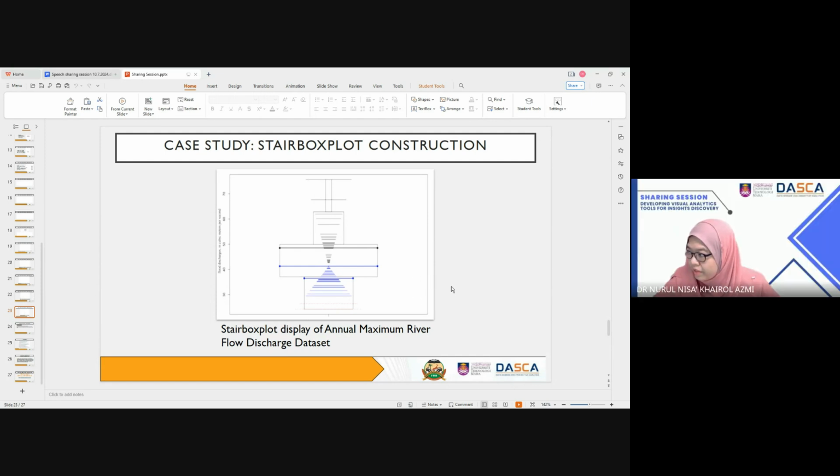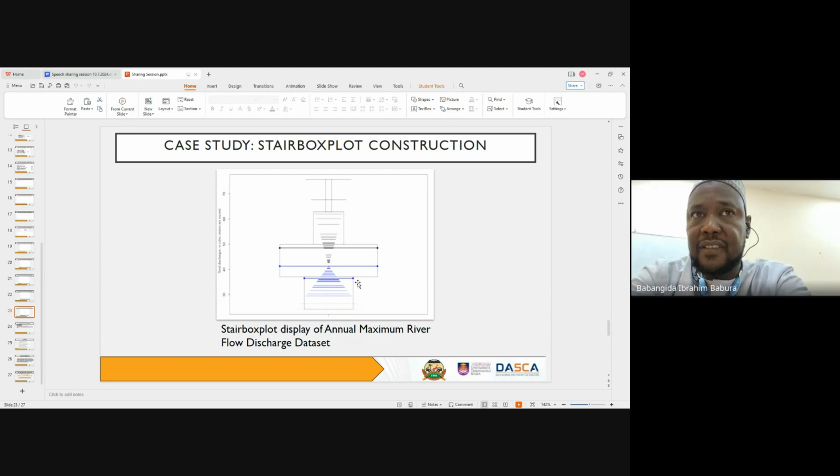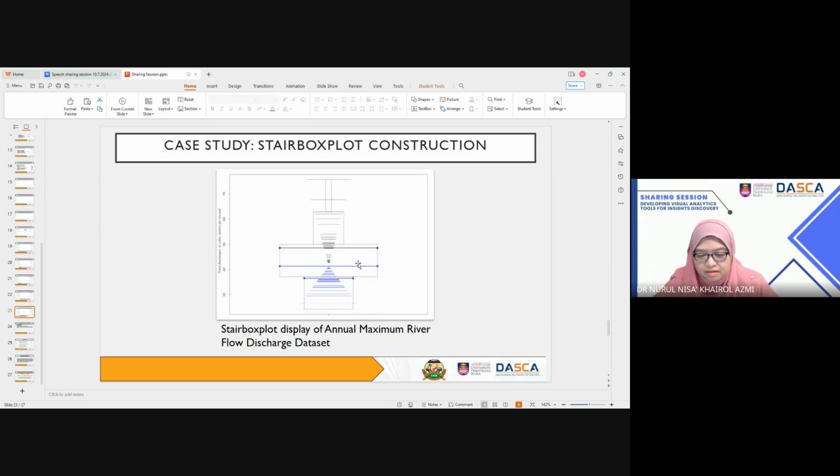Okay, Dr. Baba. The classical box plot requires us to compute five statistics: the first quartile, the median, the third quartile, and the minimum and the maximum. That is the traditional box plot. So in the stair box plot, is the computation the same?